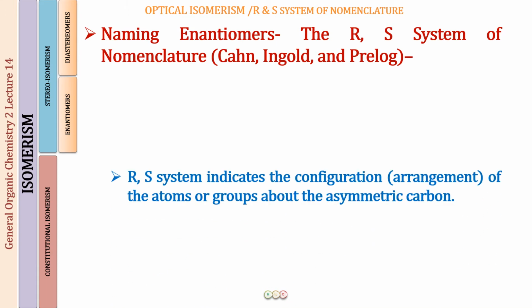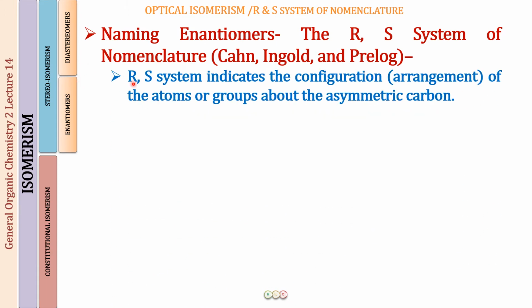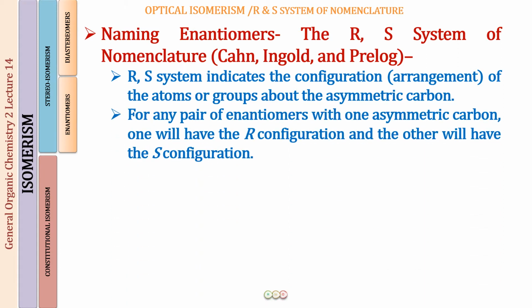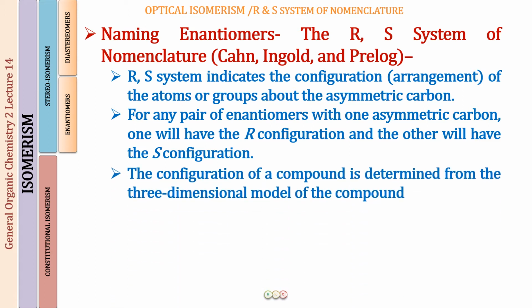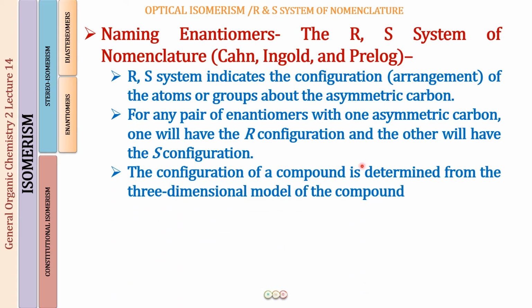Fine. So what do we do in this RS system of nomenclature? Well, this RS system of nomenclature is going to indicate the configuration, or the arrangement of the atoms or groups about the asymmetric carbon. For any pair of enantiomers with one asymmetric carbon, one will have the R configuration and the other will have the S configuration. The configuration of a compound is determined from the three-dimensional model of the compound. So we have to have an understanding of the three-dimensional arrangement of these groups of atoms around the carbon for giving the RS system of nomenclature.